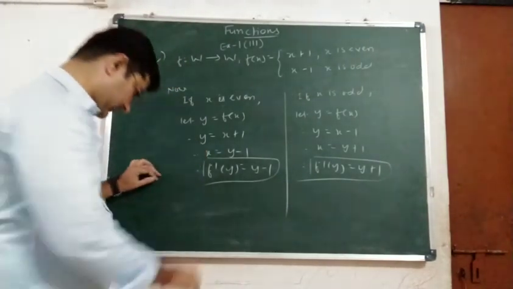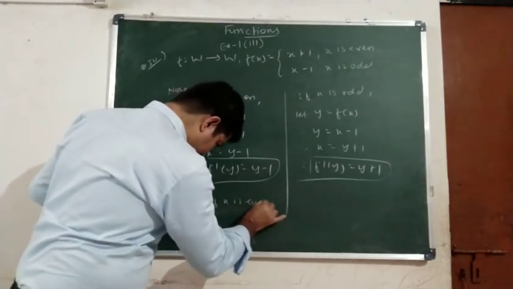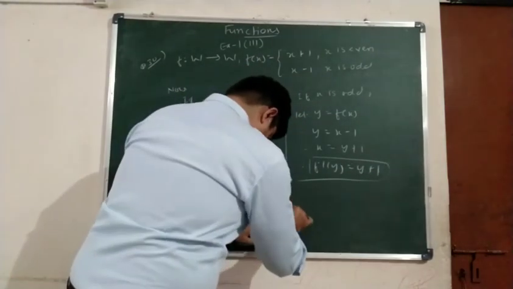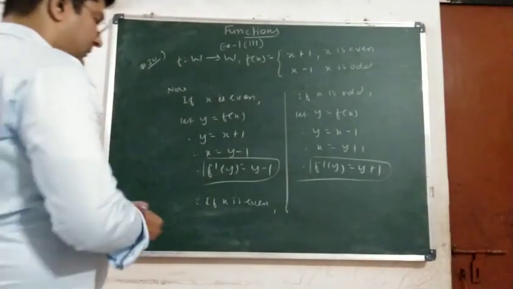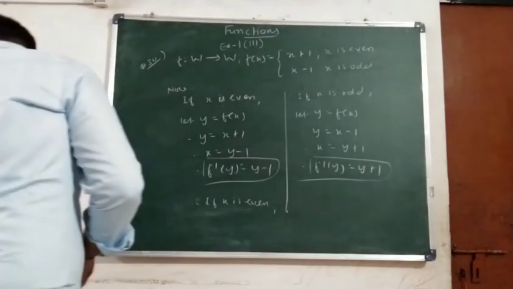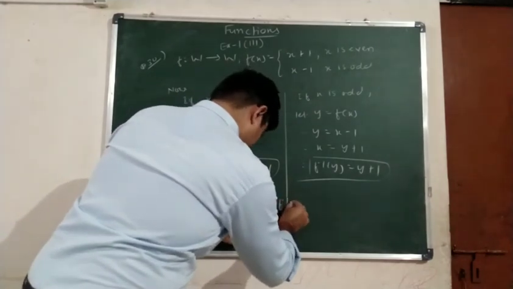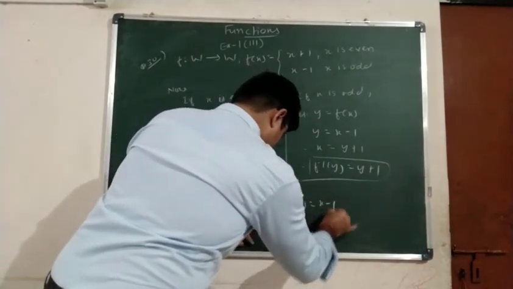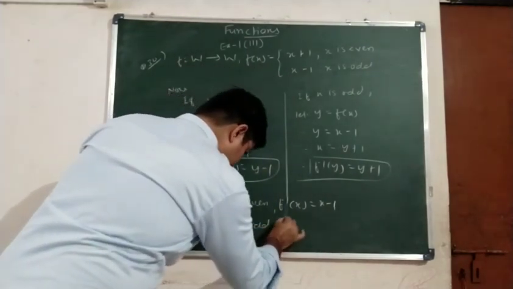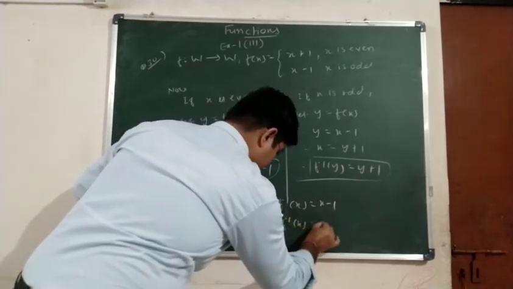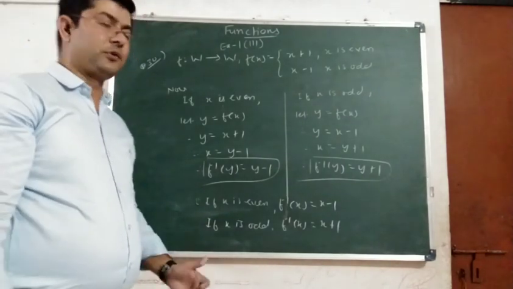If x is even, finally we will substitute. For y we will substitute x in both these cases. So if x is even, then f inverse x is equal to x minus 1, and if x is odd, then f inverse x is equal to x plus 1. Okay, please note down.